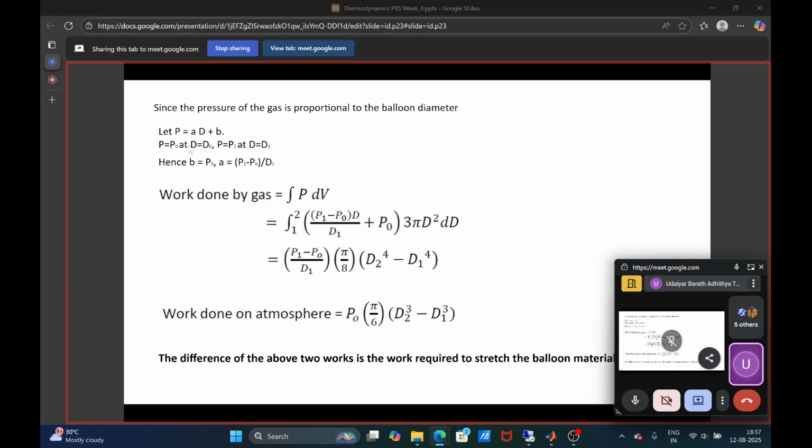So in this case we found P, substituted P and integrated it, so we got the work done by gas, and we found P naught delta V to find the work done on the atmosphere. So any questions on this?